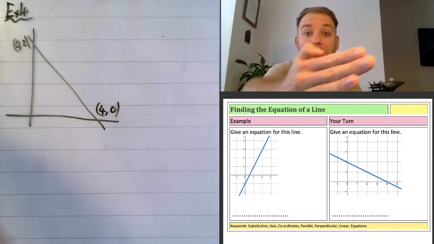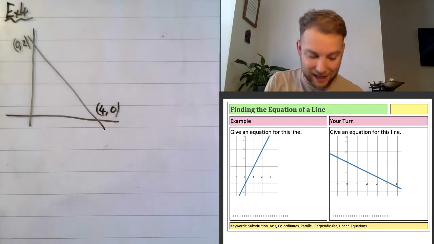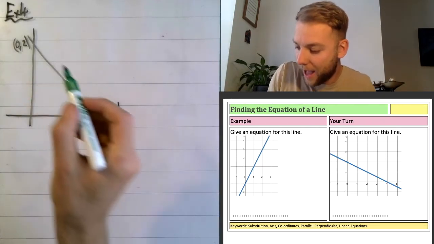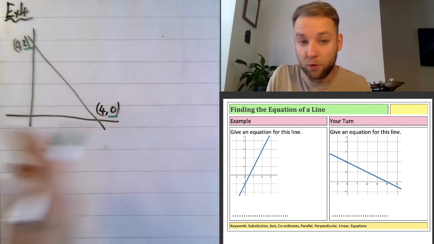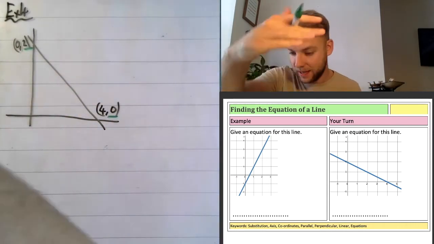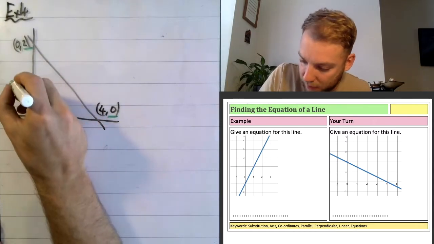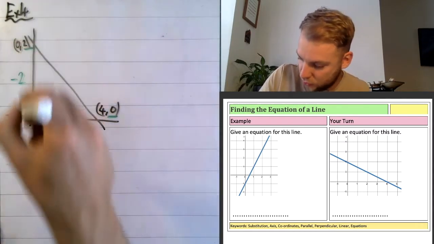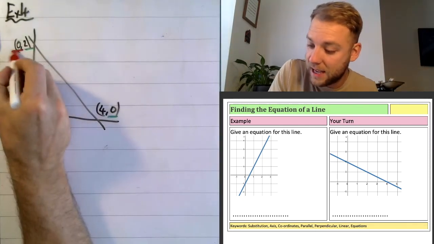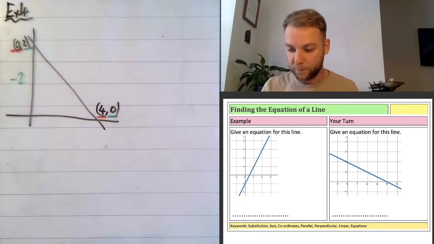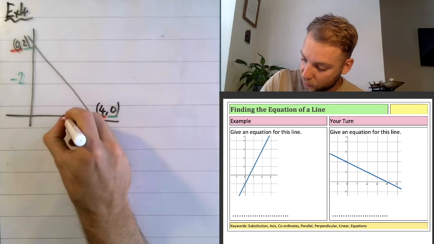First of all, we've noticed that it's going down, so I know it's going to be a negative gradient. So let's think about how far it's going down. Well, if this is 2 and this is 0, remember it's the y here. So I'm going down by 2, down from 2 to 0. And then how far am I going to cross? Well, I'm going to cross from 0 to 4. So from 0 to 4 is 4.